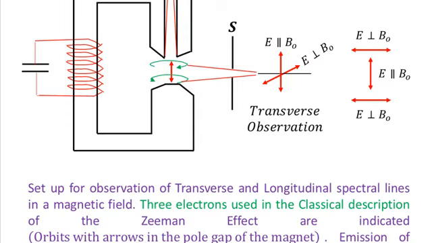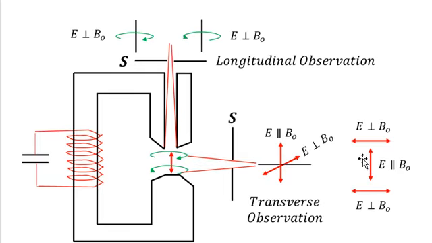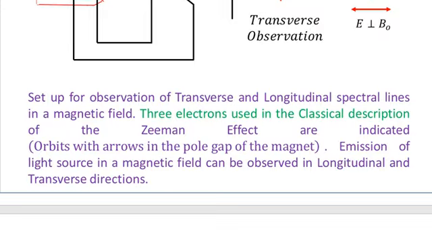And you know that if you switch off the magnetic field, what will happen? Only the central component, with the electric field parallel to B naught, can be observed. The other two linearly polarized lights and the circularly polarized lights in the longitudinal observation will not be observed when the magnetic field is switched to zero. So it means that when the magnetic field is applied, splitting of the levels in an atom will occur, and due to that splitting, of course, additional energy states will be seen. So this is the setup for observation of transverse and longitudinal spectral lines in a magnetic field.